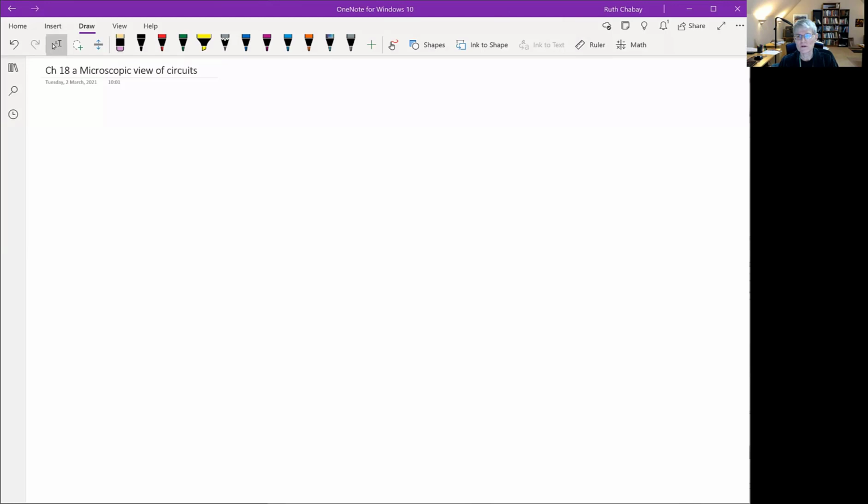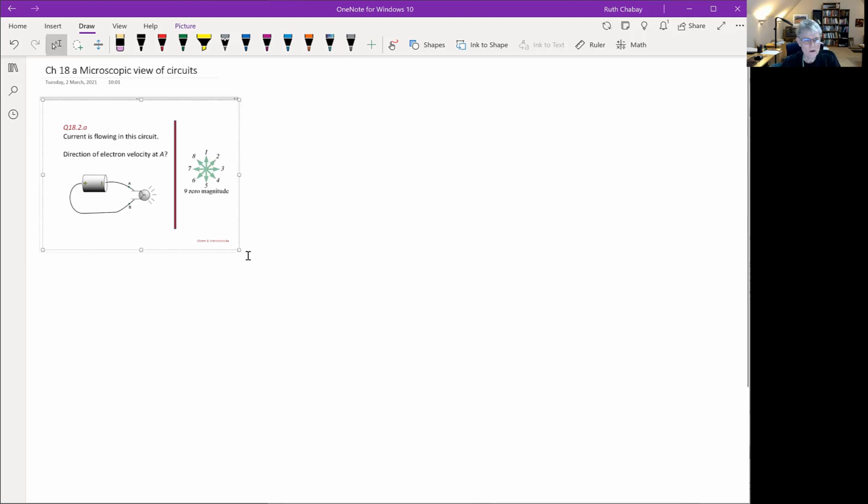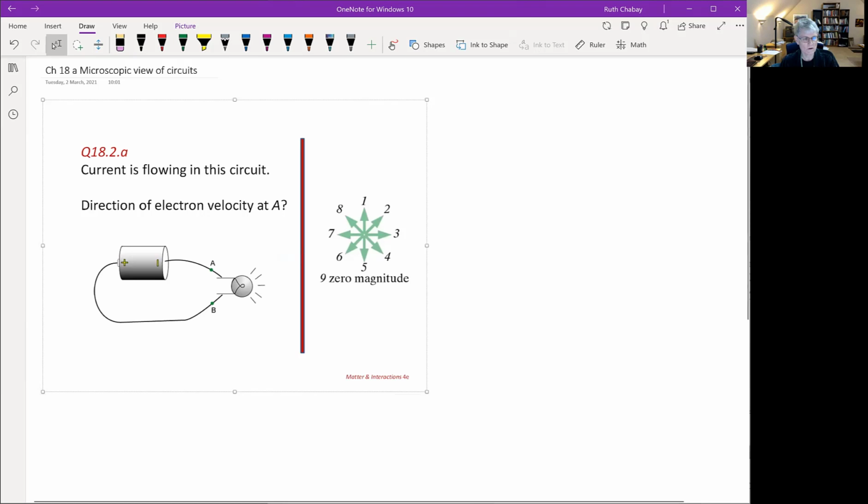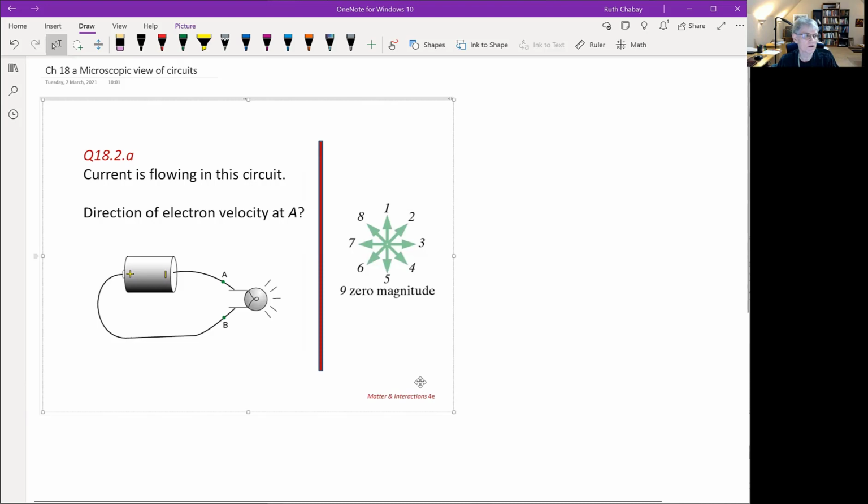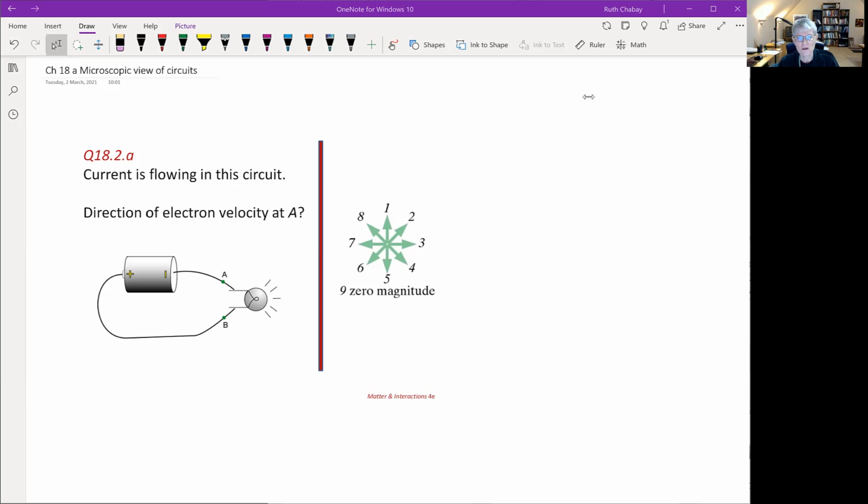So let's just do a little bit of reasoning about this circuit. Here's a circuit with current flowing in the circuit. And the right end of the battery, the way the picture is oriented, has a negative sign. That's the negative pole of the battery. The other end, the left end, is a positive sign. That's the positive end of the battery. And electrons are moving through the circuit to light the bulb, just like we just saw. And so the first question is, at location A, what is the direction of the velocity of electrons in that wire?